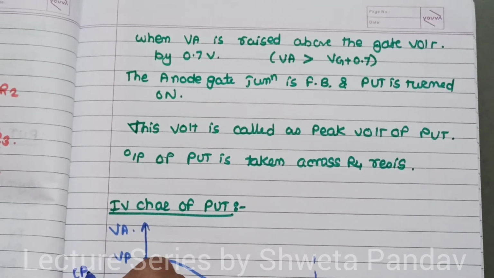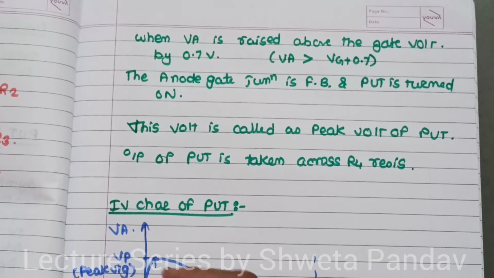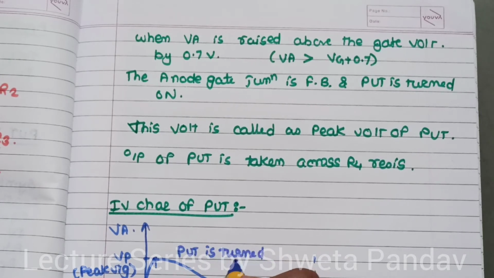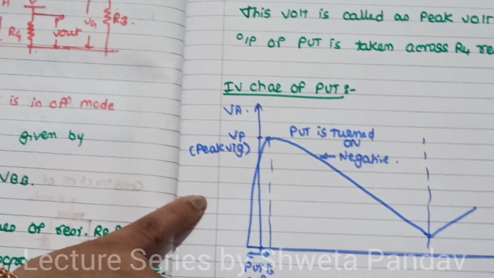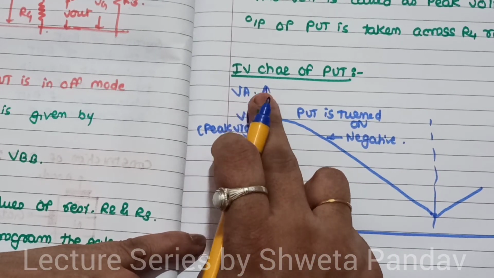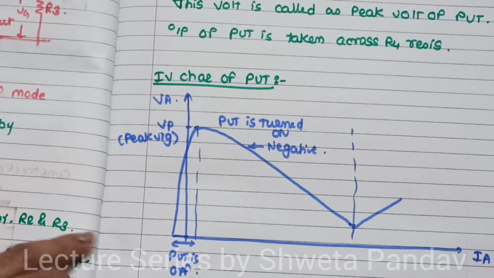Okay, so this is called as peak voltage. Before that, the PUT is in off mode. At this peak point, PUT is turned on, and this region is called as negative resistance region. This is IV characteristic of PUT. VA is the anode voltage on y-axis, IA is the anode current on x-axis.